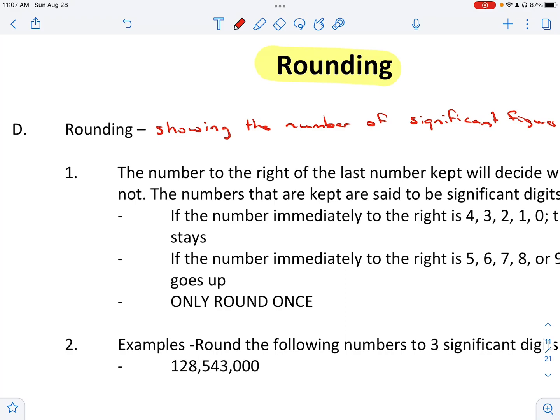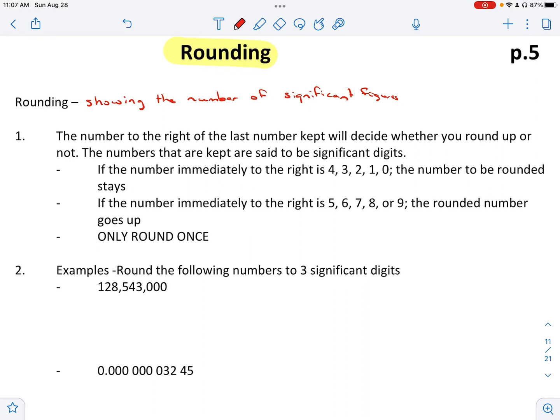right? So, how we do rounding, and this is hopefully a review for you, I think for most parts, it has been. So, the number to the right of the last number kept will decide whether you round up or not. The numbers that are kept are said to be significant digits, and that's the part that I said we're not really going to go into a ton of detail on. Significant digits, or they could be significant figures. We could also call them figures or digits. Either way, in this case, we can kind of use those interchangeably.